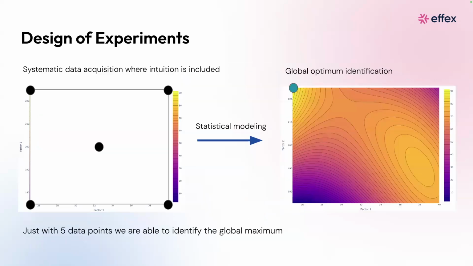So what if we do systematic data acquisition where intuition is also included, but where the points that we are going to test are decided beforehand? This is design of experiments. So we want to study what is the quality attribute function for different values of factor 1 and factor 2 within the square that you see here, so within the ranges that we have set. Using design of experiments, using just 5 data points, so the points at the corners and the point at the center, we are able to identify the global.